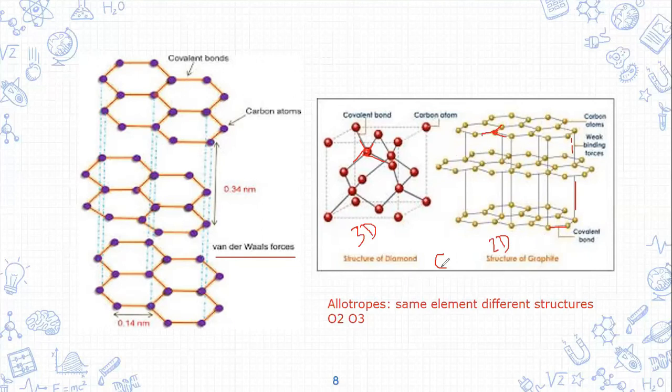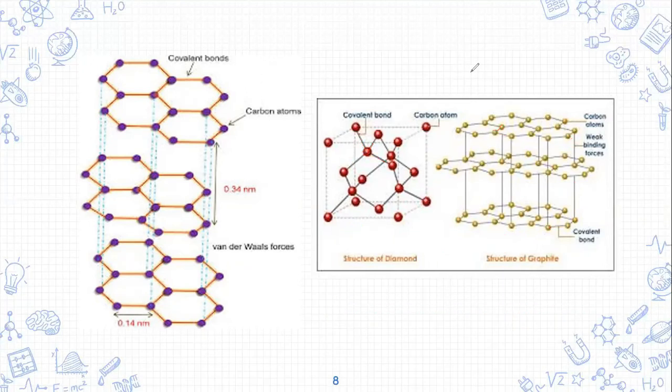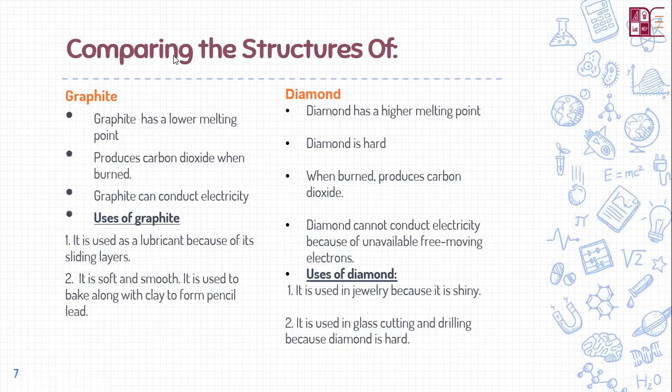Now coming back to my last slide, I will share with you the physical properties. Here, as I shared, graphite has a lower melting point, whereas diamond has a higher melting point because it is hard, and it has stronger covalent bonding as compared to graphite. Graphite has some van der Waals forces or weak intermolecular forces, which is why it has a slightly lower melting point as compared to diamond. Graphite can conduct electricity, whereas diamond cannot because there is no free moving electron.